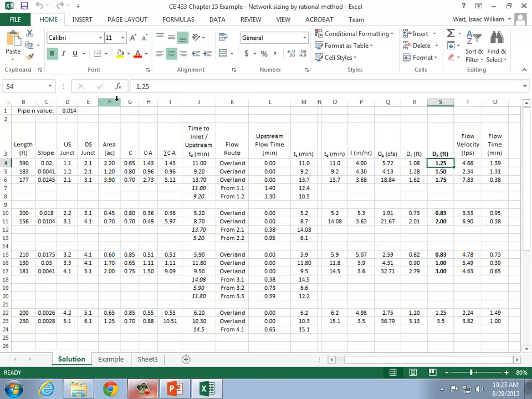Okay. So then to get the correct peak flow going through pipe B, it's going to be the sum of the CA, so 0.96 times the intensity. Now why is the intensity higher here? Why is it 4.3 inches per hour instead of 4 inches per hour for pipe B? Anybody know why we've got a higher intensity there?